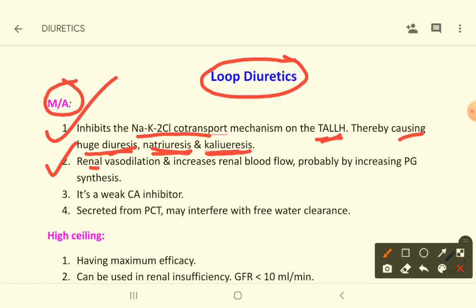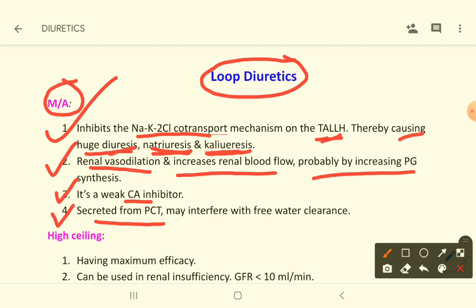And they also cause renal vasodilation and increase renal blood flow, probably by increasing prostaglandin synthesis. And it's a weak carbonic anhydrase inhibitor secreted from proximal convoluted tubule. That secreted from the proximal convoluted tubule may interfere with free water clearance.